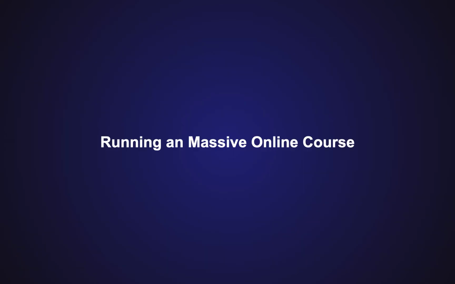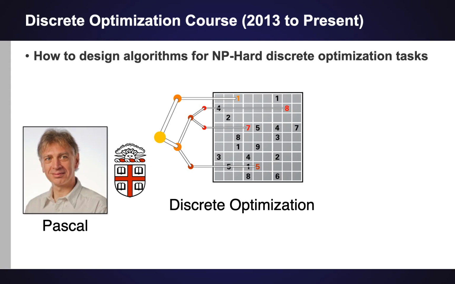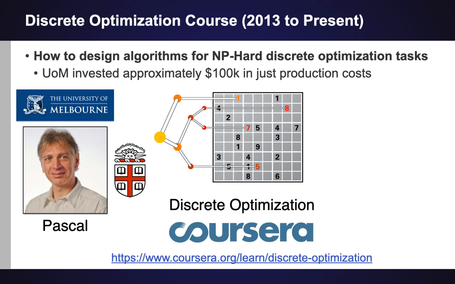So let's talk a little bit about running a massive online course and what we observed in this particular instance. From 2013 to the present, I've been co-instructing this discrete optimization course on the Coursera platform. Pascal van Hentenryck is the primary instructor, and the course is an early graduate level computer science course on how to design algorithms for NP-hard discrete optimization tasks. It was first developed at Brown and honed over 15 years while Pascal was a professor there, and then he joined the University of Melbourne, and that's when we turned it into the online version.